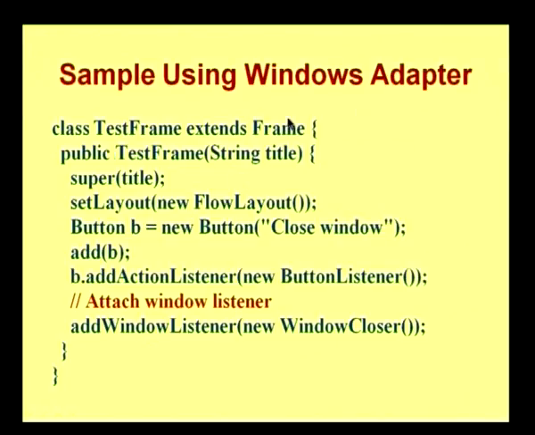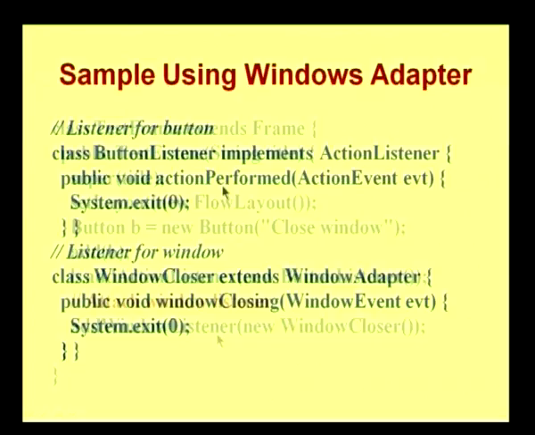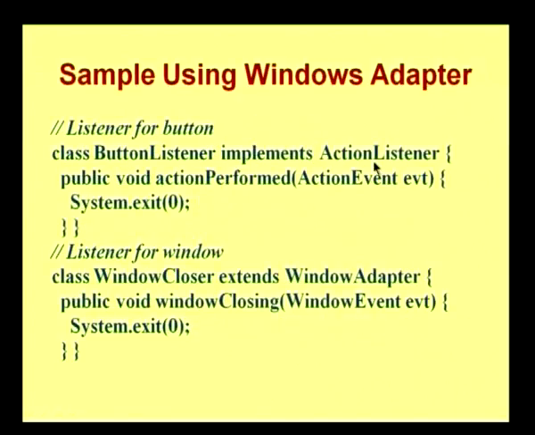Here I am creating a new WindowCloser. Instead of implementing all the methods in the window listener, I am just using a WindowCloser instance. You can see here, this is a normal button listener which is going to implement only the close process of your particular window using the button. So, using the button you are trying to close it.